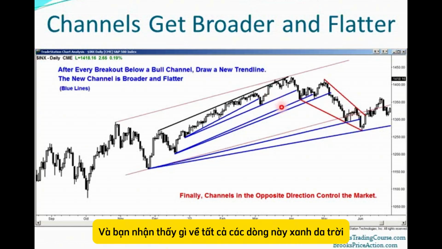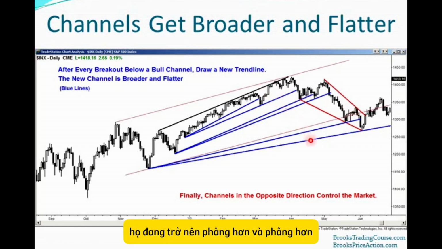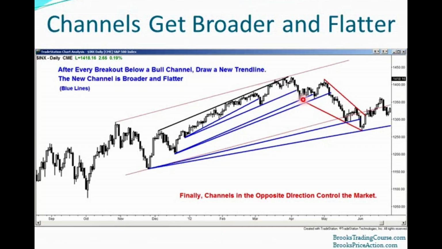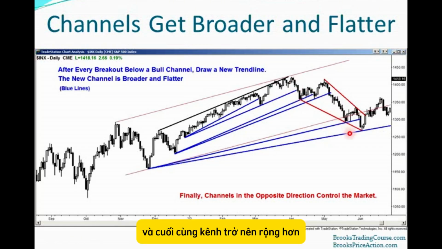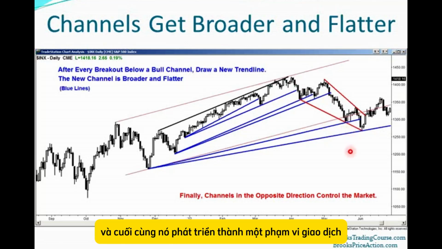And what do you notice about all of these blue lines? They're getting flatter and flatter, and the channel is getting broader and broader. That's the natural evolution of a channel. It tends to get breakouts, and each new line that you draw tends to be flatter, and eventually the channel gets broader, and it eventually evolves into a trading range. At some point, you can start drawing channels in the opposite direction, and the bears take control over the market.